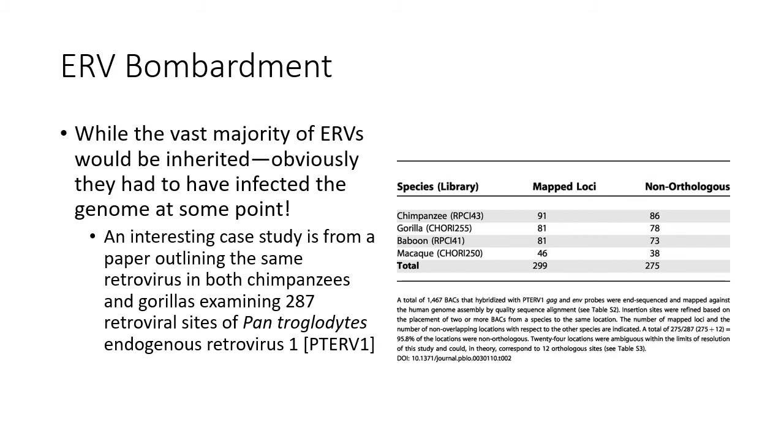275 of them occurred at non-orthologous locations. And it turns out that they weren't able to tell if the last little bit occurred at orthologous locations. Basically, an orthologous location would be that they occur at the same spot within the genome. A non-orthologous one would be that they don't. And so this is a really interesting thing. This is looking at 299 particular ERVs, and they found that basically none of them occurred at the same spot in the genome.